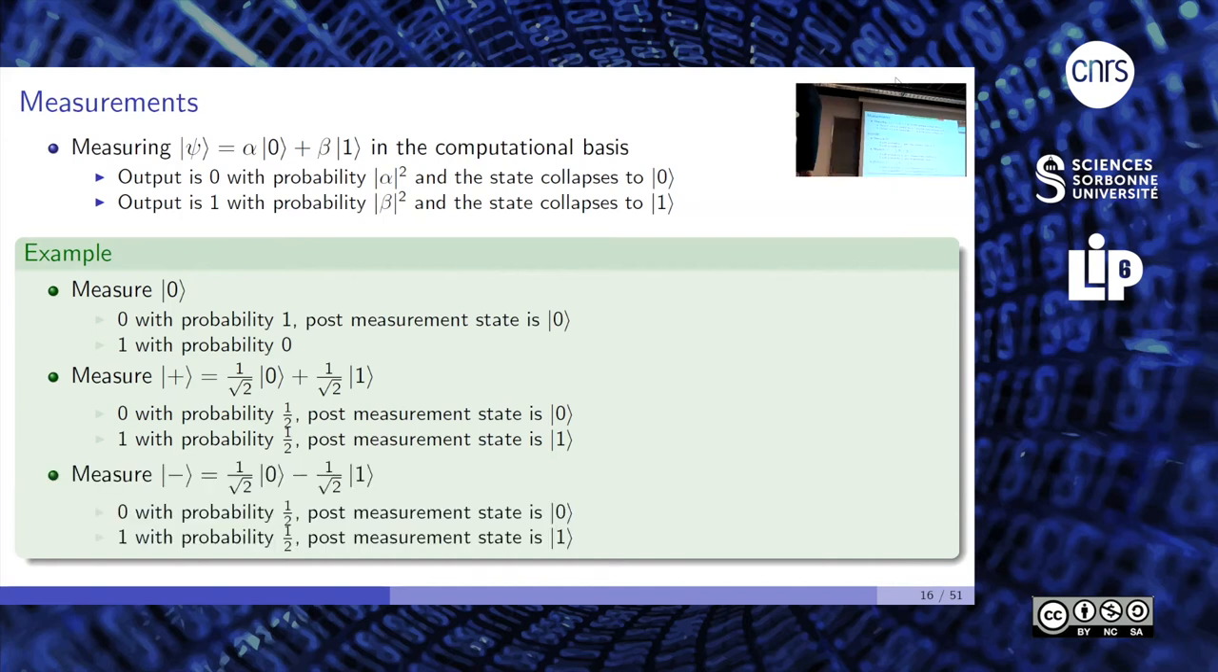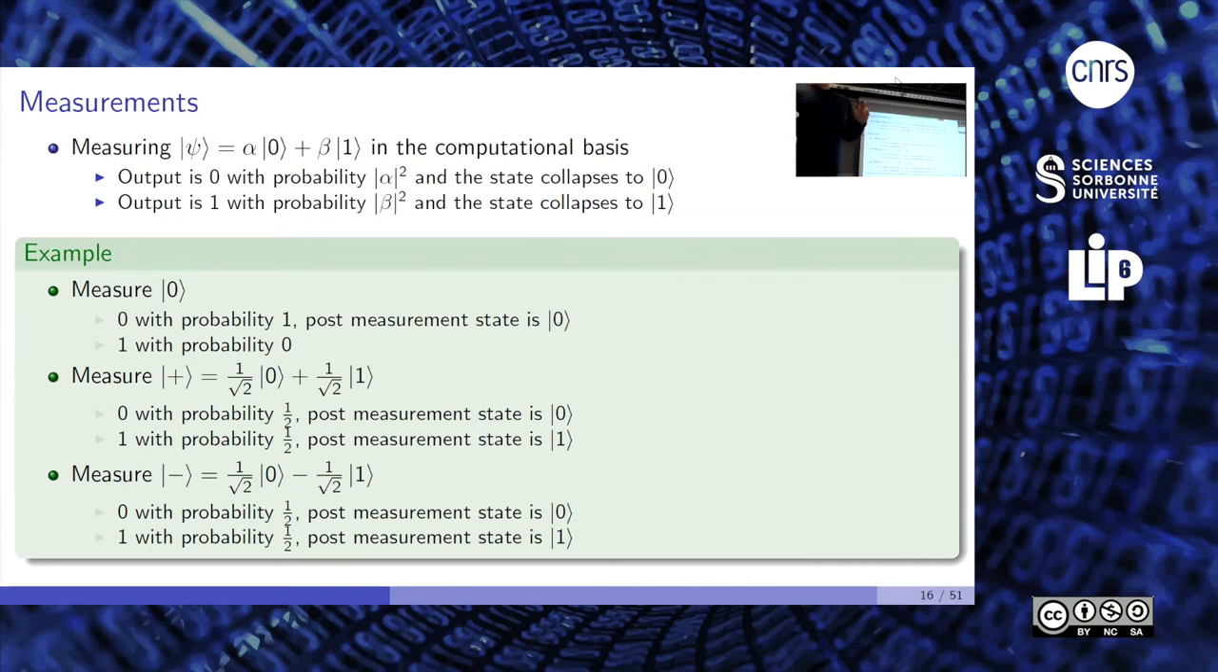And what is interesting is that this happens not only with plus, but with minus. If you have a state minus, that just changes this plus to a minus here, you have the same outcome probabilities as you had with plus. So you have 0 with probability one half, and your post-measurement state is 0, and you have 1, and your post-measurement state is 1. So this means that these two orthogonal states cannot be distinguished if you just measure in the computational basis, because again, this is just the wrong basis to measure.